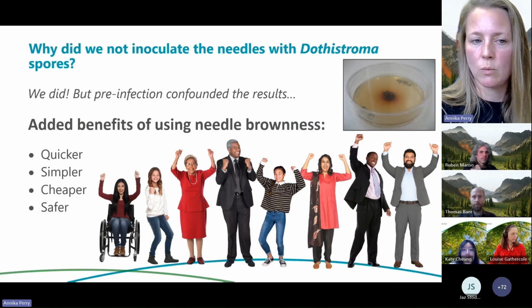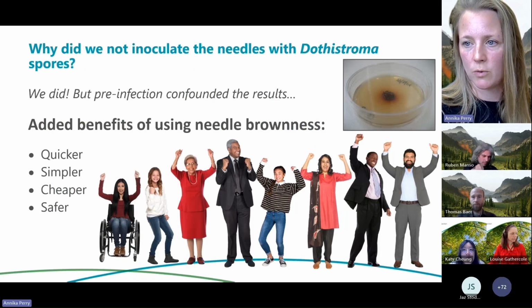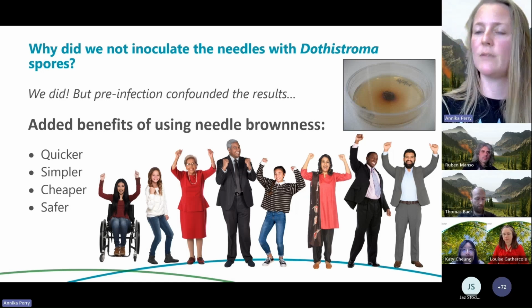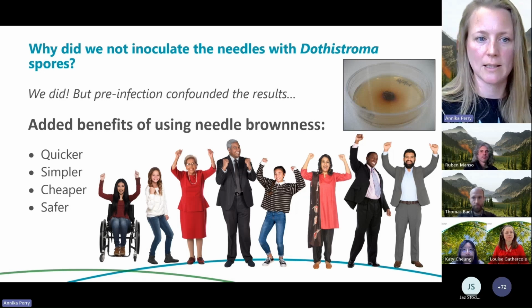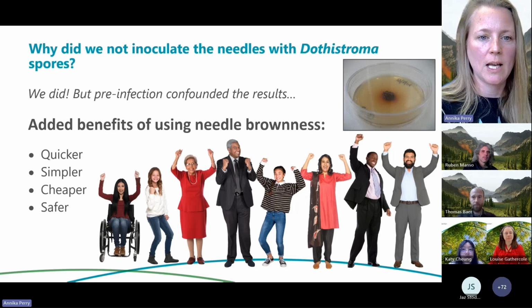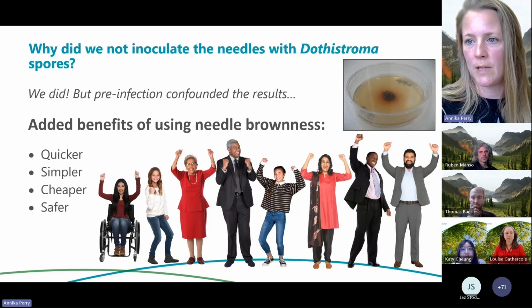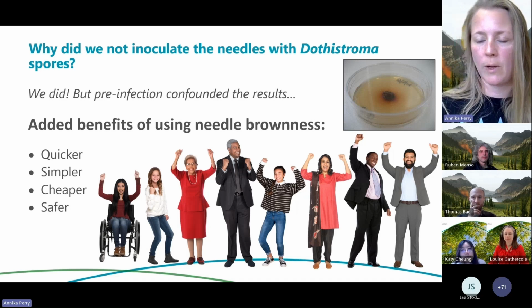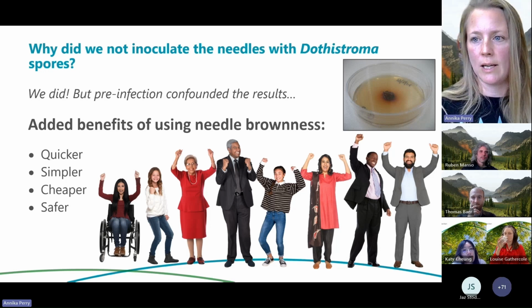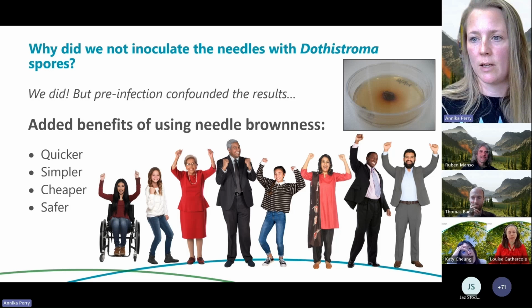So you might be wondering why I've not mentioned at all inoculating the needles with Dothistroma spores. Why wouldn't I do this? Well, I did. I've done a lot of inoculated detached needle bioassays with Dothistroma spores, and I was constantly coming up with issues because of pre-infection. Dothistroma is more or less everywhere in the landscape. And I tried many different things to try and prevent or minimize the risk of pre-infection.